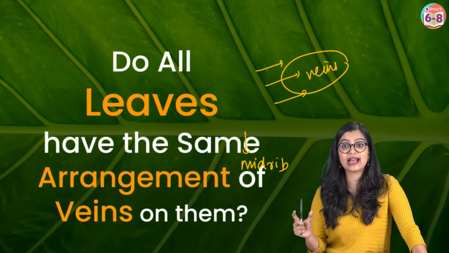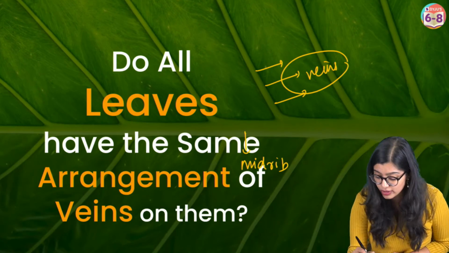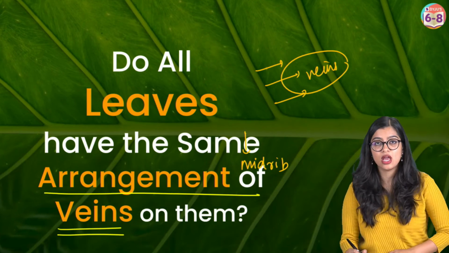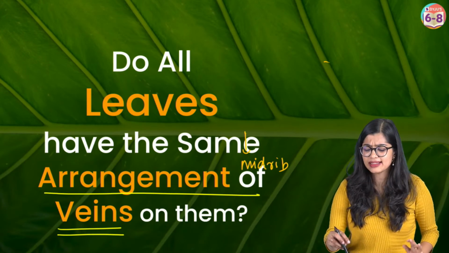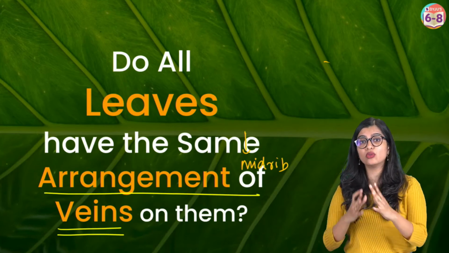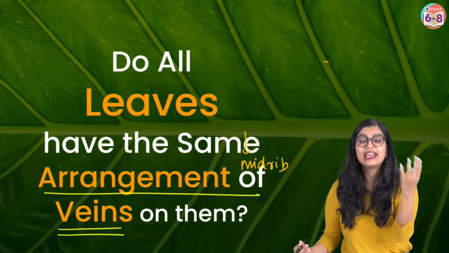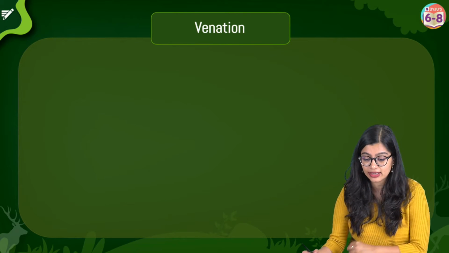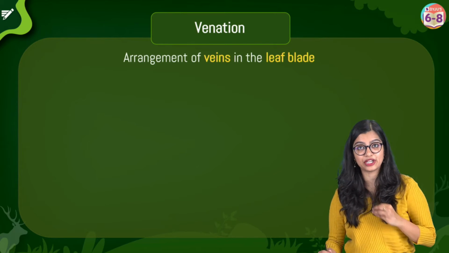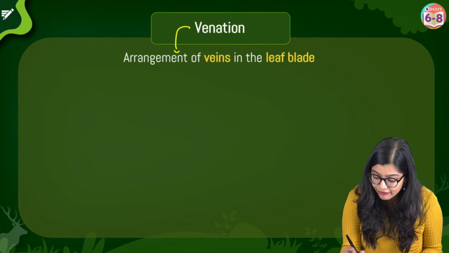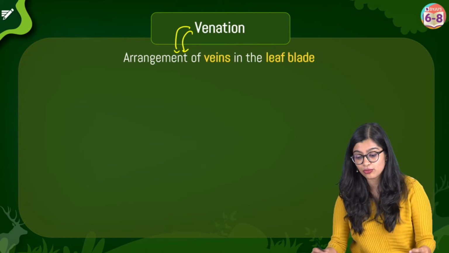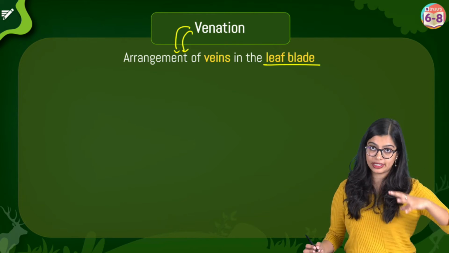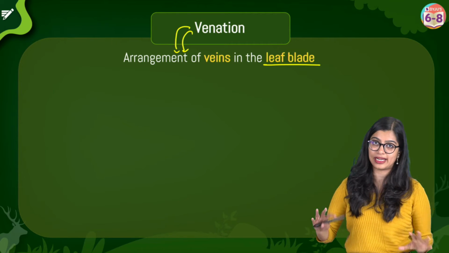As a matter of fact, there is a name that is given to the arrangement of veins. What is arrangement of veins? Nothing but how the veins are distributed or how they are present or how they are arranged in the leaf. So this arrangement of veins on the leaf is what we call venation. Or a more proper definition of it is the arrangement of veins on the leaf lamina or leaf blade is what we understand as venation.